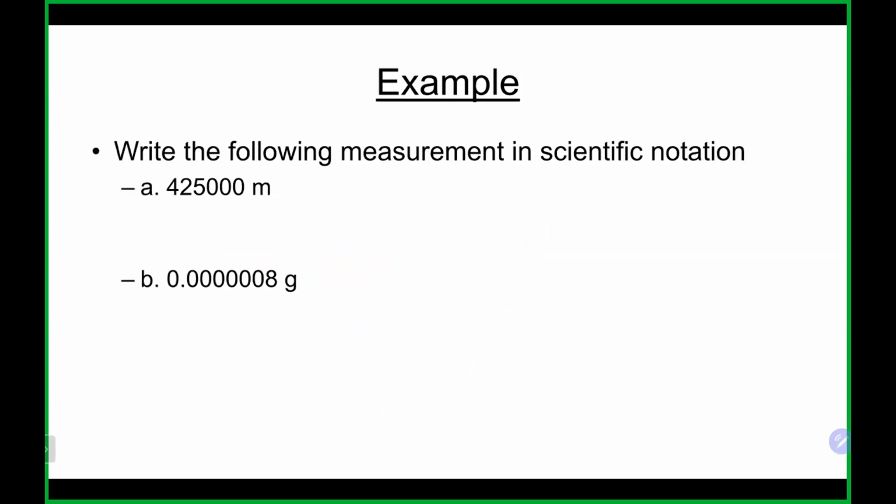All right, so take a moment and write this in proper form. All right, so let's take a look here. First one, our decimal is assumed to be here. So 1, 2, 3, 4, and 5. That's going to give us 4.25 times 10 to the, what did I say there? 5, 1, 2, 3, to positive 5.